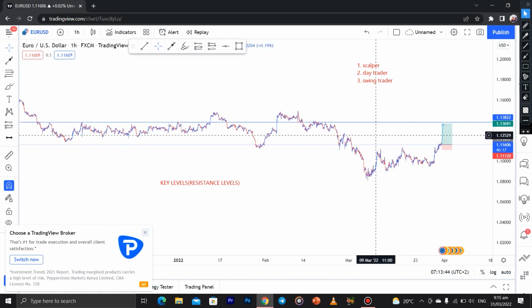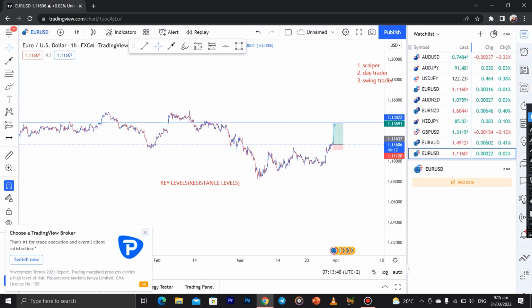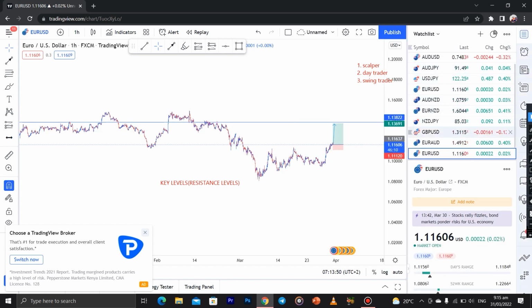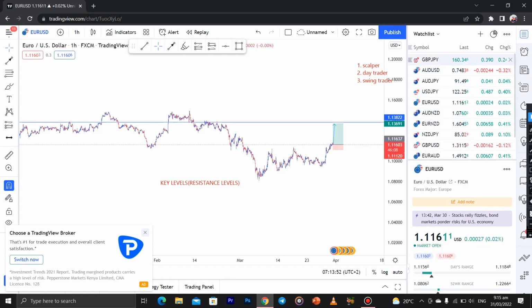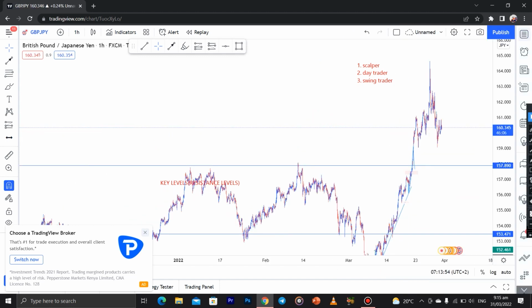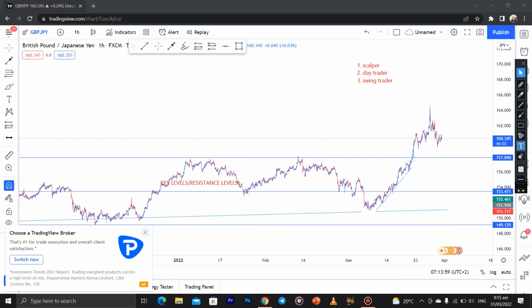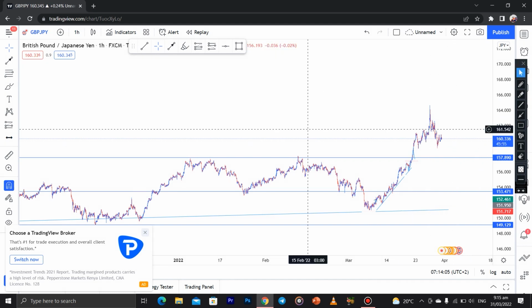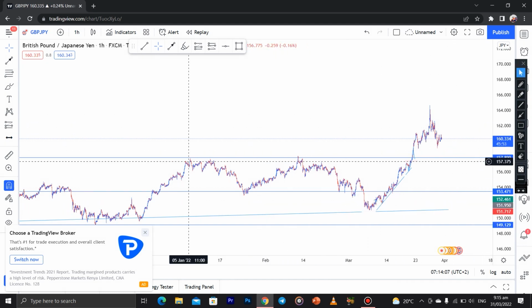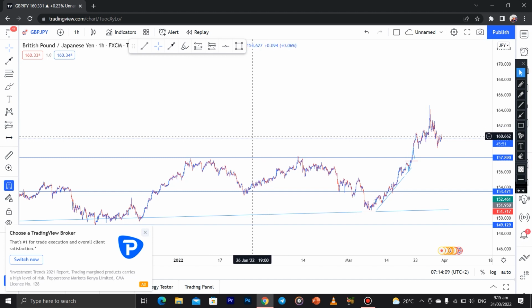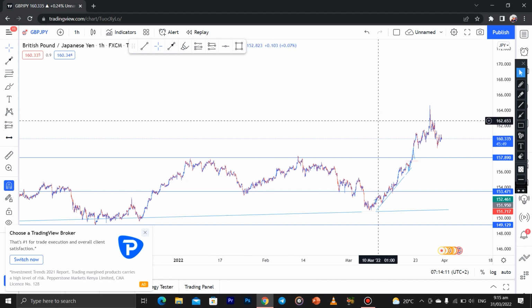Okay. Same thing. Let's try for another currency pair and see how it actually works. So let's try my favorite pair most times, GBP JPY. Awesome. There we go. Again, it's the same thing. Let's try marking again some of those support and resistance levels, right?